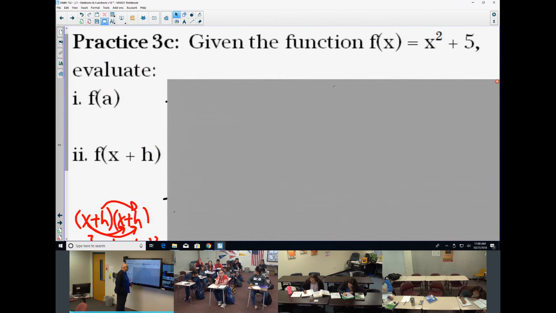All right, so Cameron, what's the f of a? X squared plus 5. Well, what you do is you just replace the x with a, so it'll be a squared plus 5. Okay.